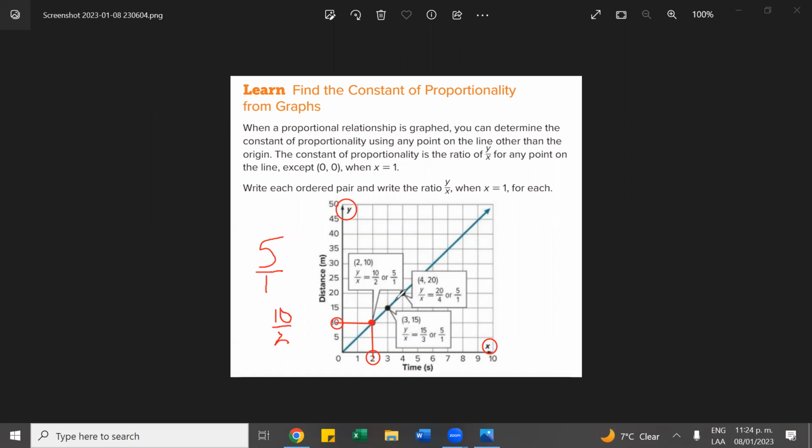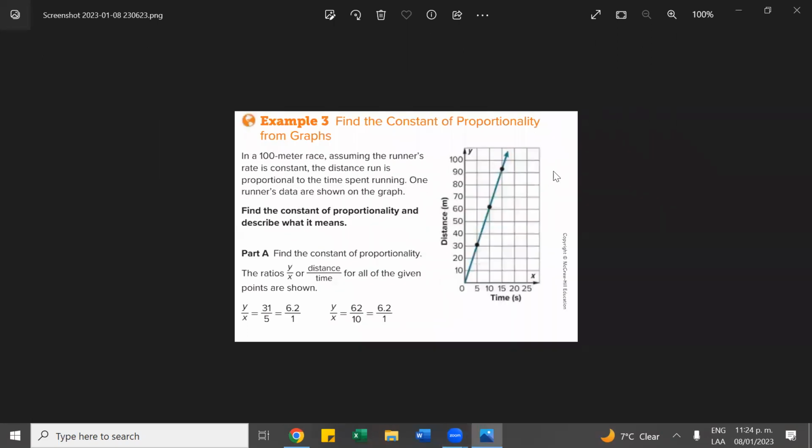If we do any of the points, the result will be the same, because it's a proportional relationship. So the constant of proportionality of this graph is 5. Let's do an example, so it will be a lot more clear. It says, find the constant of proportionality from graphs.